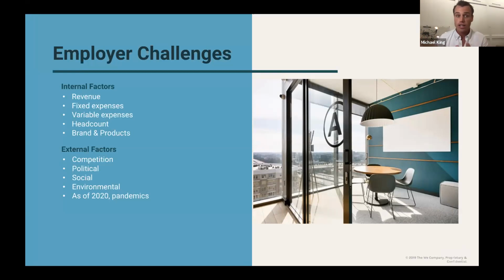What are the external factors? What's the competition doing? What are the political implications on the business itself? What's happening socially, environmentally, and of course, now factoring in the uncertainty of things like pandemics. What we're trying to say is that there are increasing amounts of uncertainty for the corporate occupier.